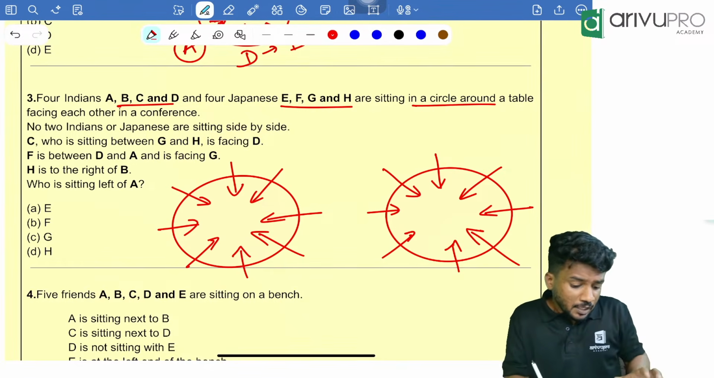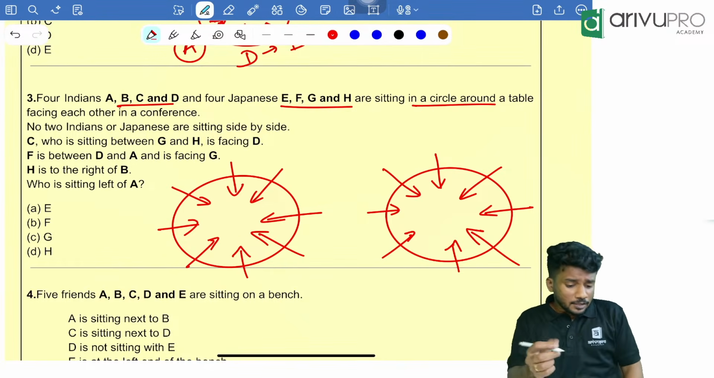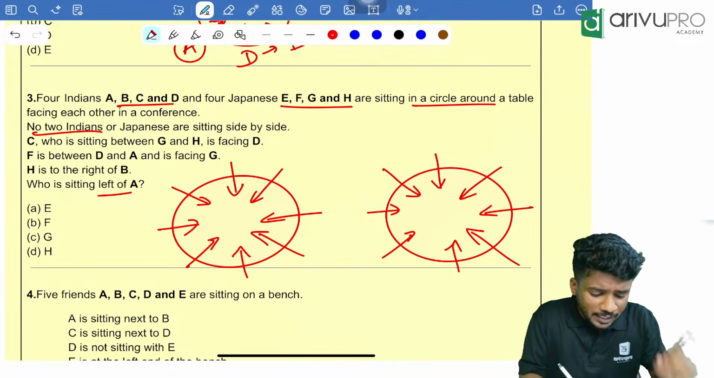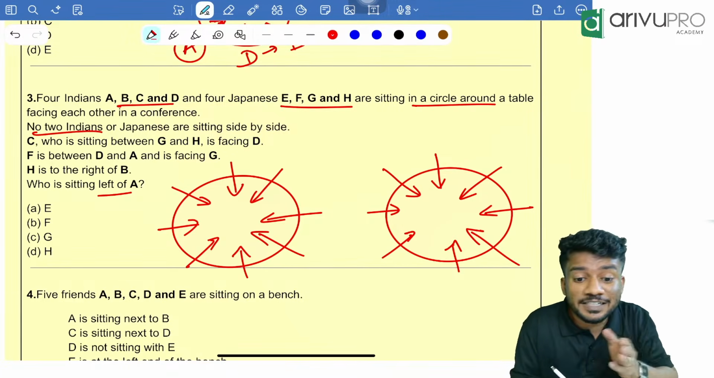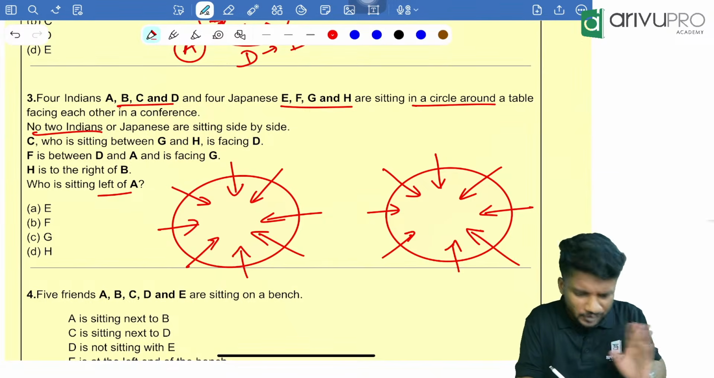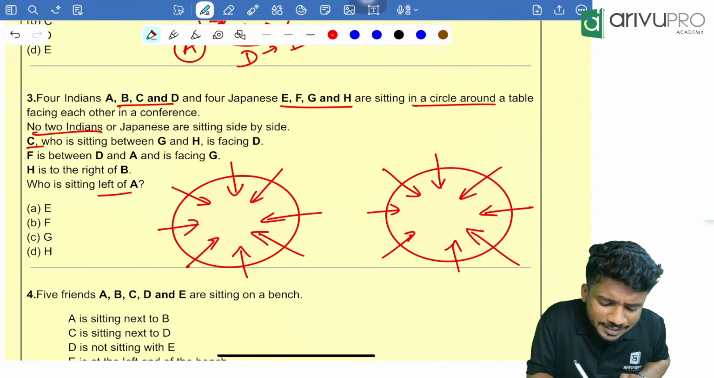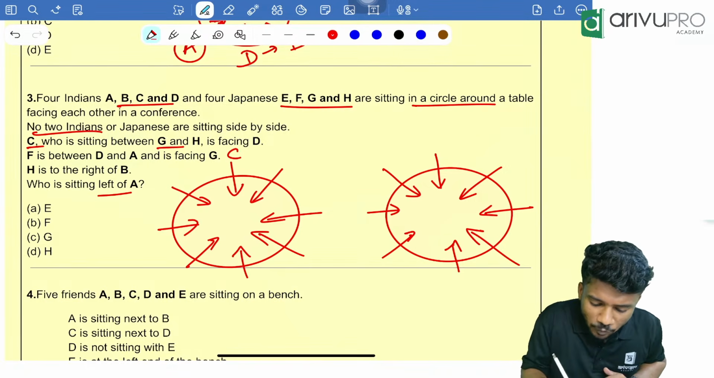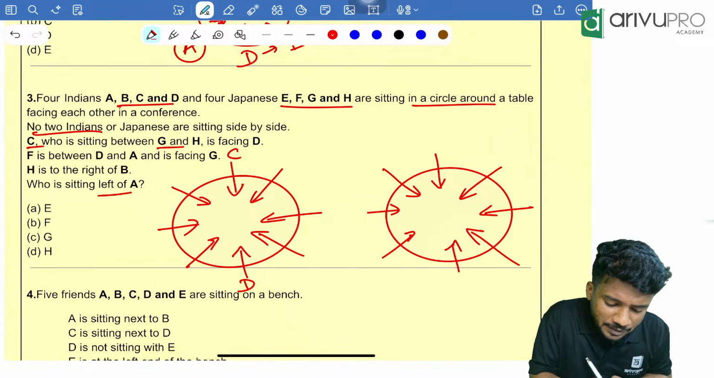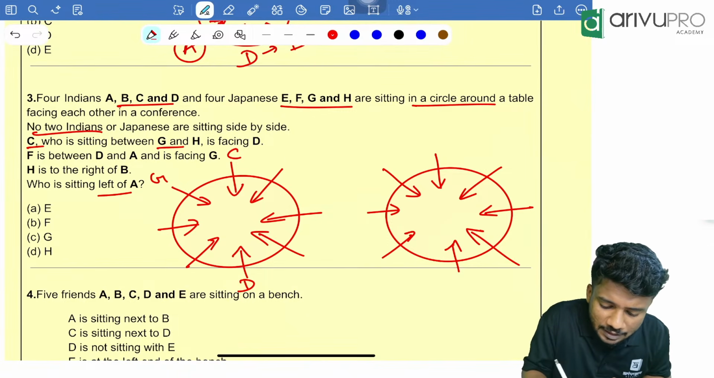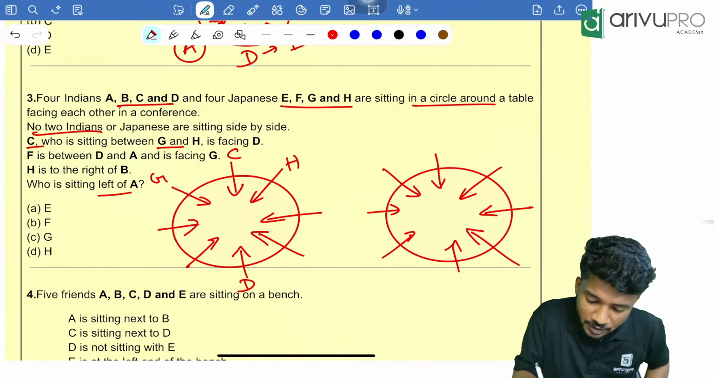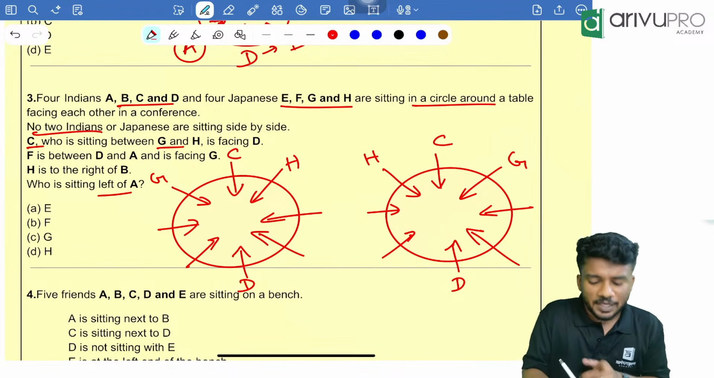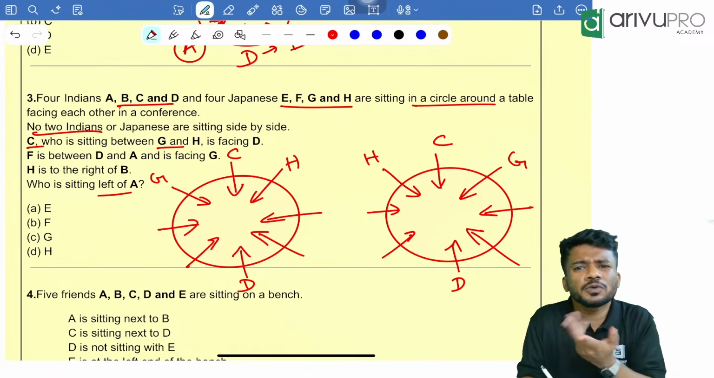Now the question is who is sitting left of A. We will start off with it. The conditions are no 2 Indians and Japanese will sit together. That means Japanese and Indians cannot sit together. Then C, who is sitting between G and H, is facing D. So C is facing D, and C is between G and H. So 2 assumptions I will take: C is opposite to D and it is between H and G. Did you understand? I took 2 assumptions.